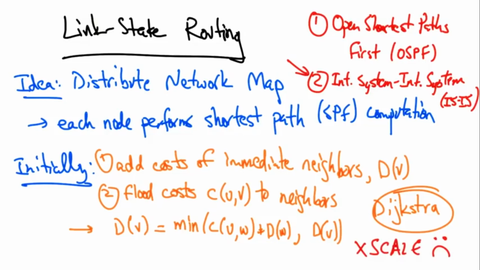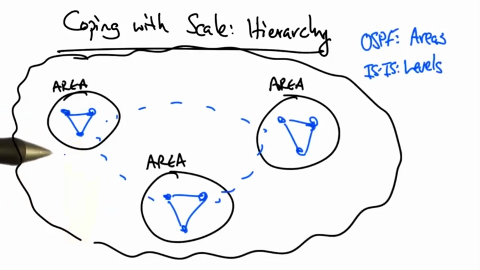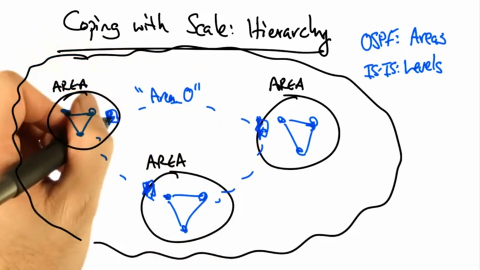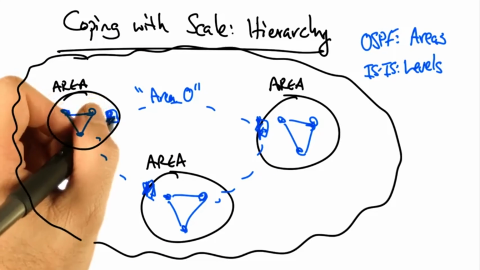One problem with link state routing is scale. The complexity of a link state routing protocol grows as n cubed, where n is the number of nodes in the network. One way of coping with scale is to introduce hierarchy. OSPF has a notion of areas, and ISIS has an analogous notion of levels. In a backbone network, the network's routers may be divided into levels or areas, and the backbone itself may have its own area. In OSPF, the backbone area is called Area 0, and each area in the backbone that's not in Area 0 has an Area 0 router.